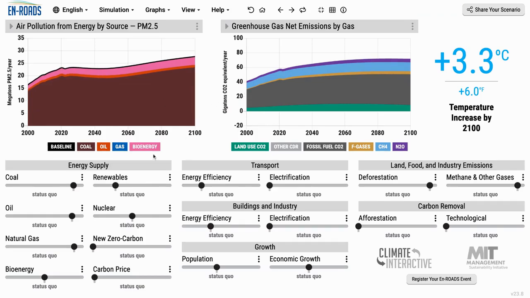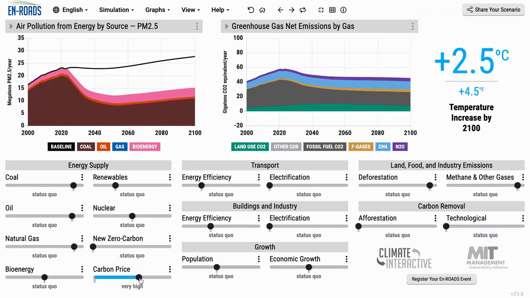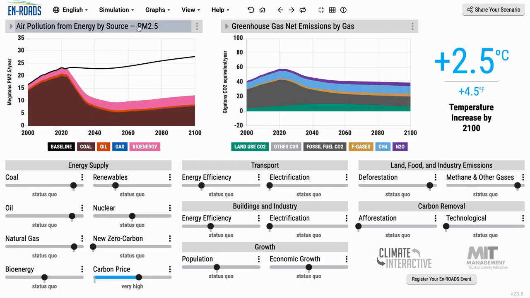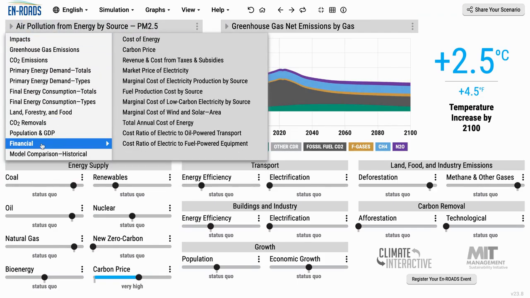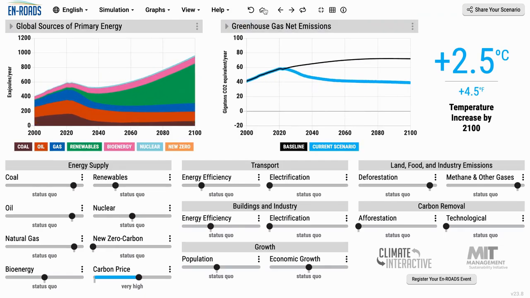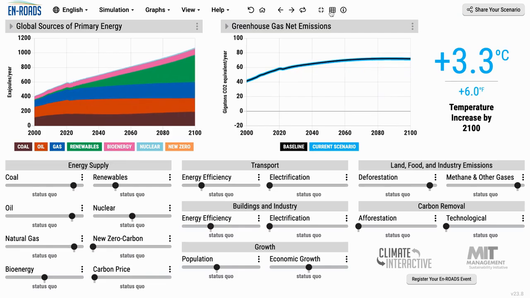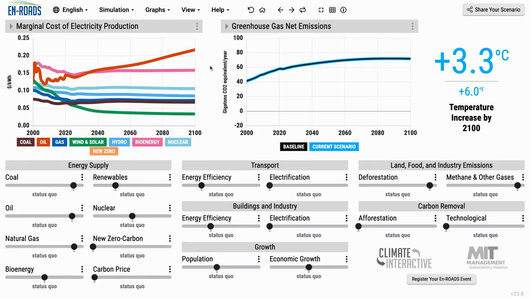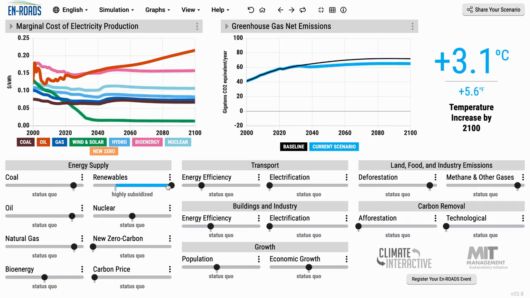It can be interesting when you set a carbon price to go and look at the overall revenue that's being generated from the carbon price here, $1 billion a year. One can also explore the marginal cost of various energy supplies. Watch the green line of wind and solar that's getting so cheap over time. Of course, when it is even more subsidized, it gets even cheaper.